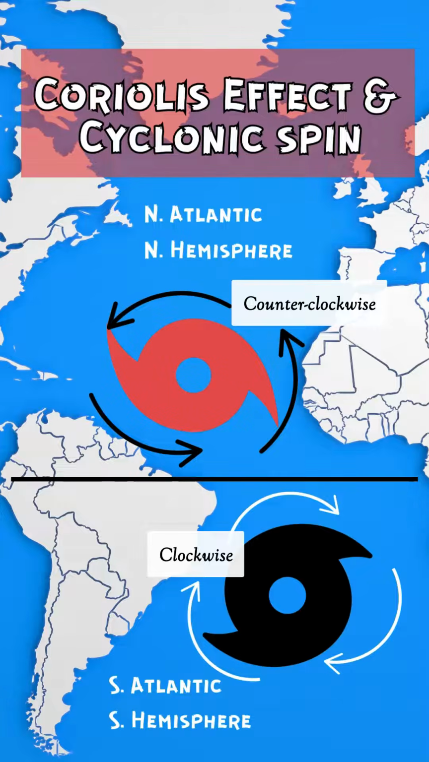So you have these different rotating storms. Hurricanes in the north rotate counterclockwise. Hurricanes in the south, or southern hemisphere, rotate in a clockwise direction. All because of the spin of the Earth and the shape of the Earth and how fast the Earth is moving based on latitude.